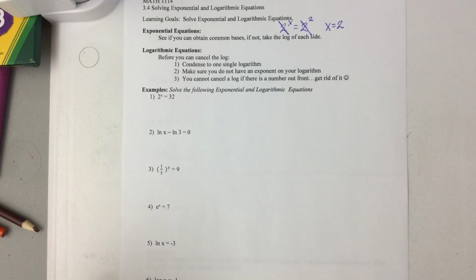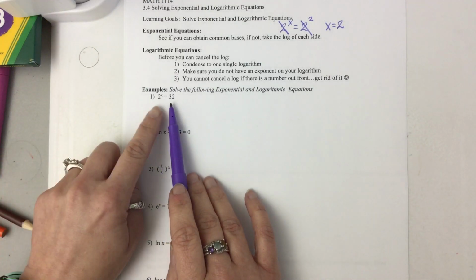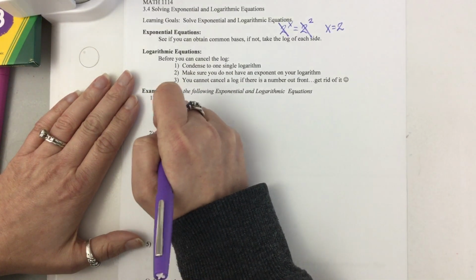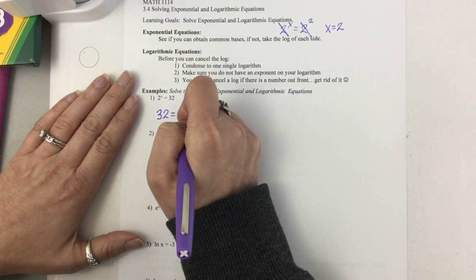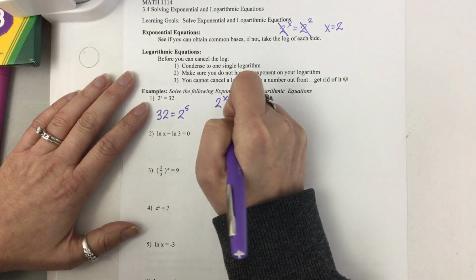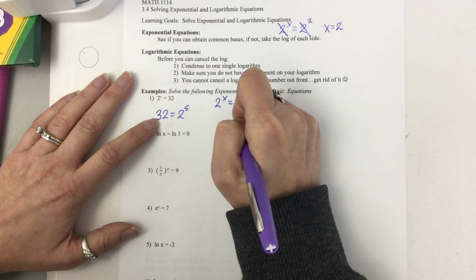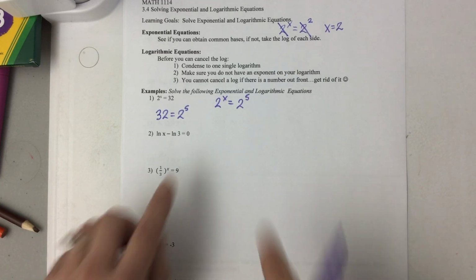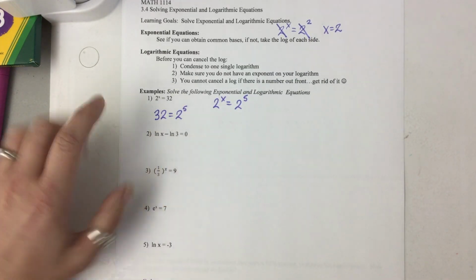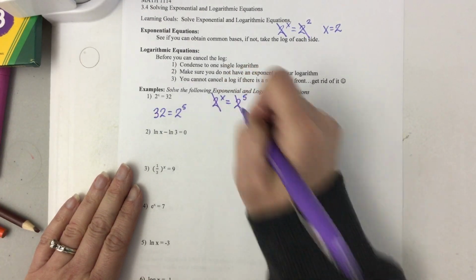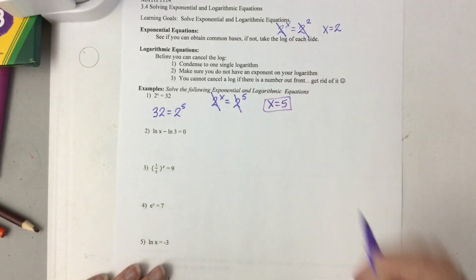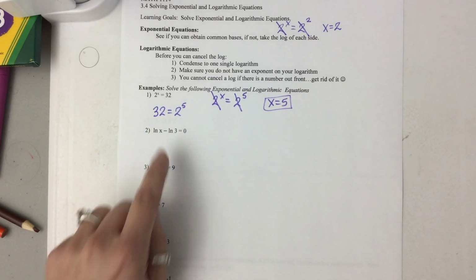So here are some examples. Now this is an exponential equation. I can make a common base because 32 is equal to 2 to the power of 5. So what I can do here is replace 32 with 2 to the power of 5 because it has the same value. 2 to the power of 5 is equal to 32. Now I can totally cancel those bases and I know that x equals 5. Done.